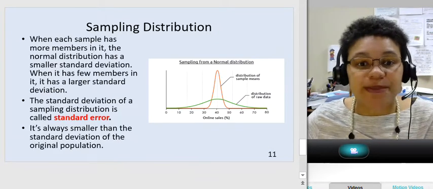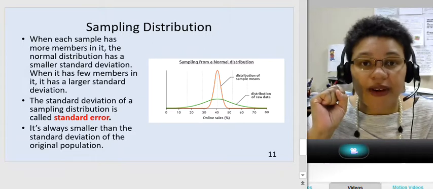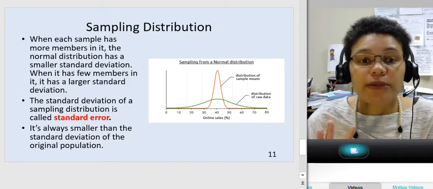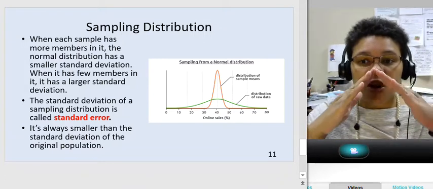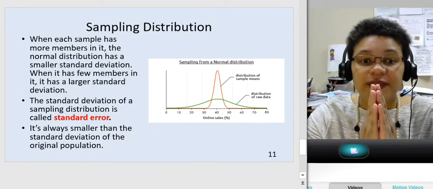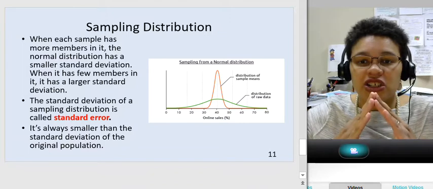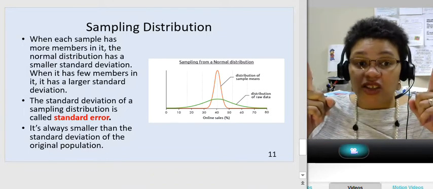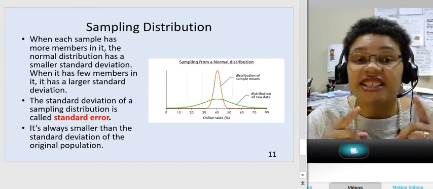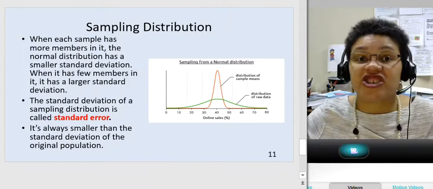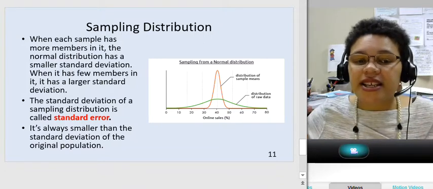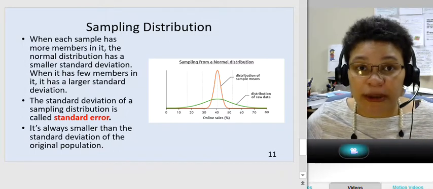When each sample has more members in it, remember sometimes we were drawing five birth records, sometimes we were drawing 20, the normal distribution has a smaller standard deviation. When it has few members in it, it has a larger standard deviation. Also, by the way, the standard deviation of a sampling distribution is called a standard error. It just has a different name. The standard error is always smaller than the standard deviation of the original population.